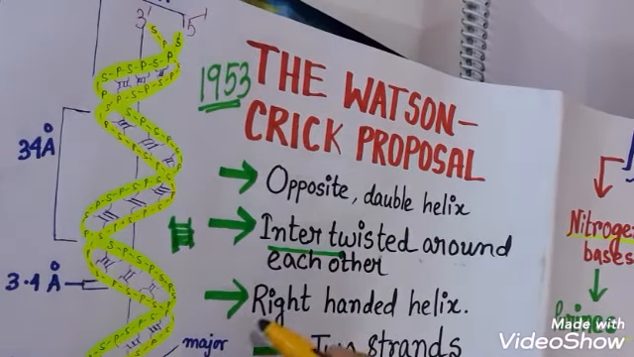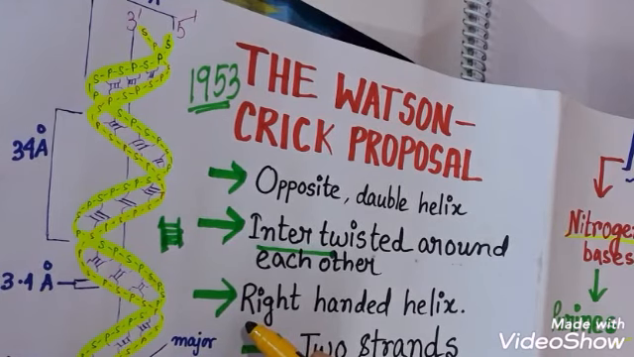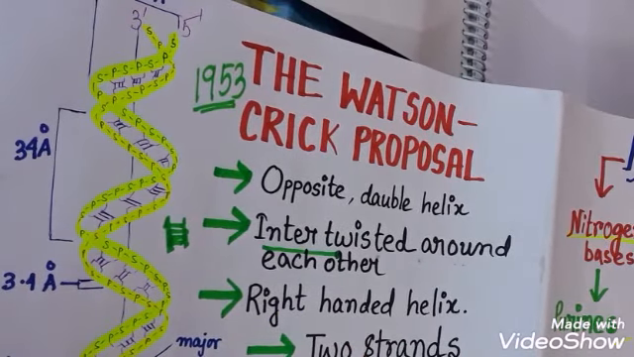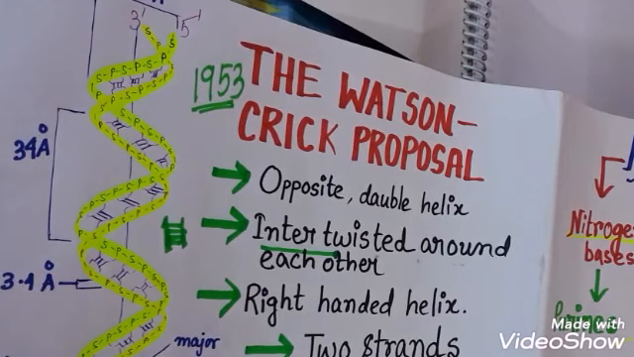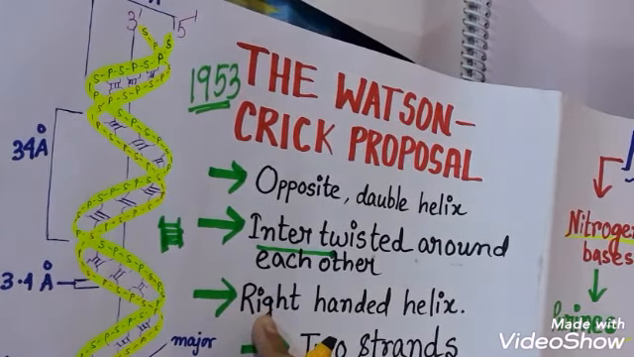The next character is the right-handed helix. Right-handed means the helical turn will be in a clockwise manner. If it is anti-clockwise, it will be left-handed. But the biological DNA is always a right-handed helix.